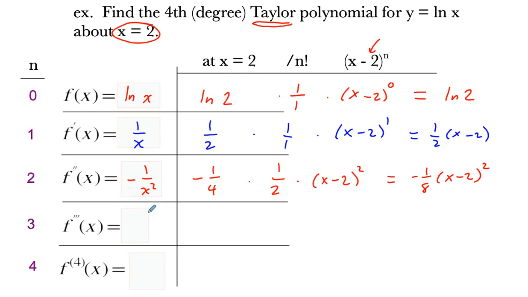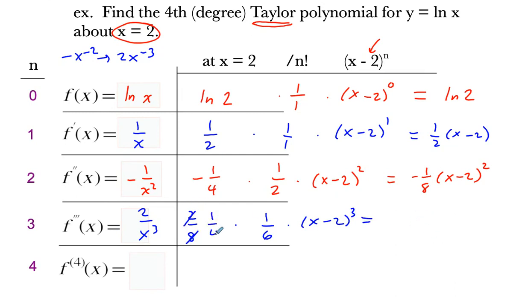We come back and pick up the next one. Now we need the derivative of negative 1 over x squared. Well, that's negative x to the minus 2. Derivative would be 2x to the minus 3. So it's 2 over x cubed, positive. Evaluating this at x equals 2 gets us 2 over 8. We'll leave it alone. Multiplying by 1 over 3 factorial. 3 factorial is 6. And then multiplying by x minus 2 cubed. And that gets us, well, this will reduce to 1/4. So we get 1/24 x minus 2 to the third power.